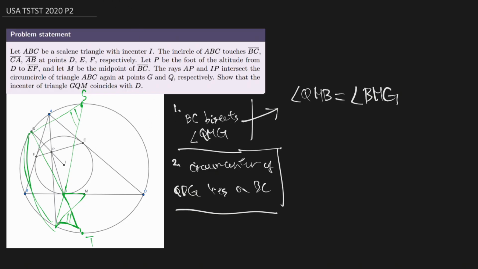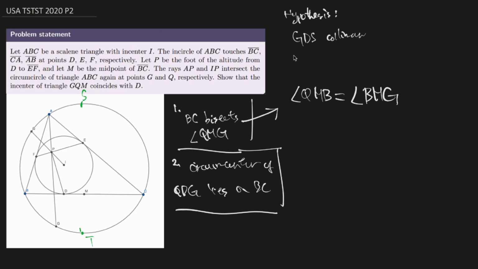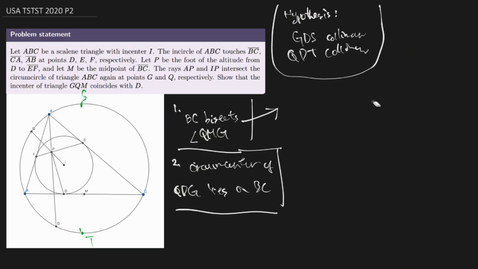So let me erase this stuff and hopefully not T. Oh, that's very nice. So actually, let me write that down here so we don't forget later. Our hypothesis is that GDS are collinear and also that QDT is collinear as well. So let's box this here. Okay, so if we show that this is true, we have already finished the first condition. So now let's see if this can also help us tick off the second condition.